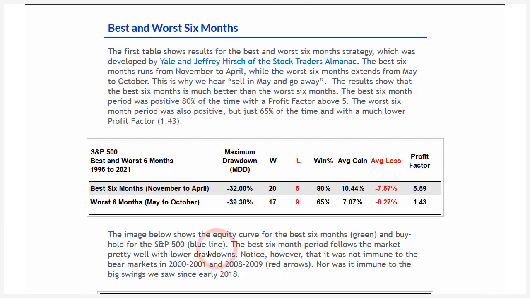So here we have the performance for the best and worst 6 months. The best 6 months goes from November to April. And you can see the 2 biggest months, November and April, are at either end of that period.